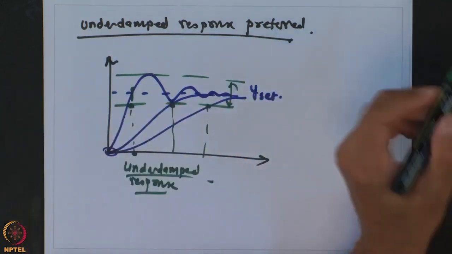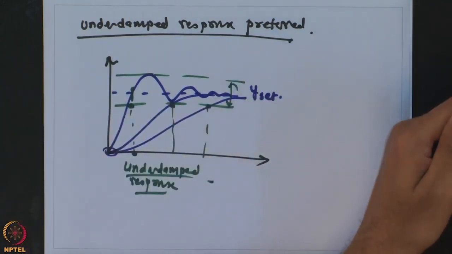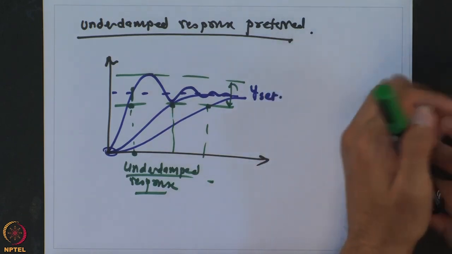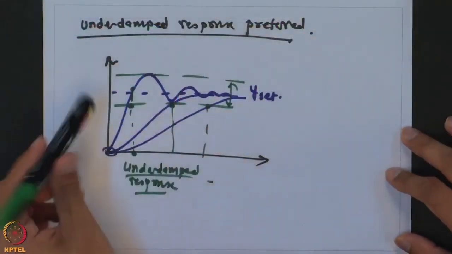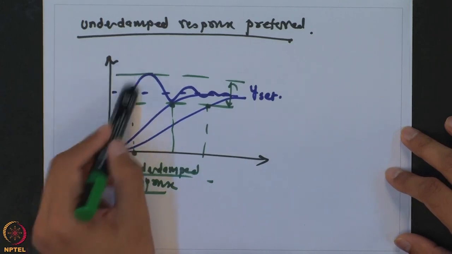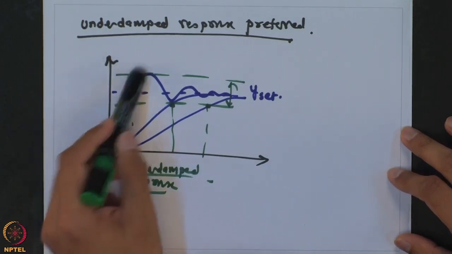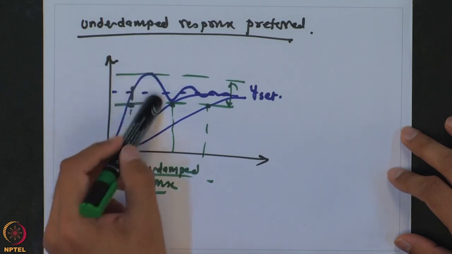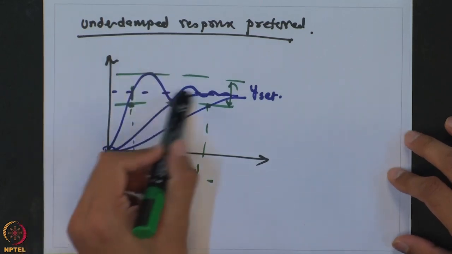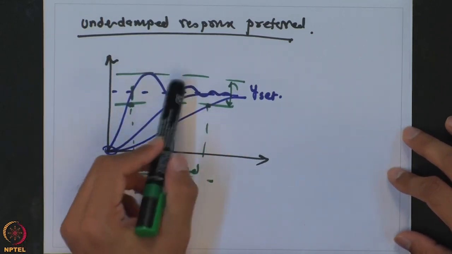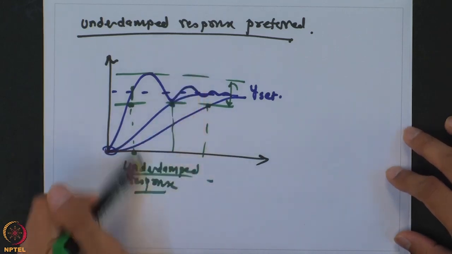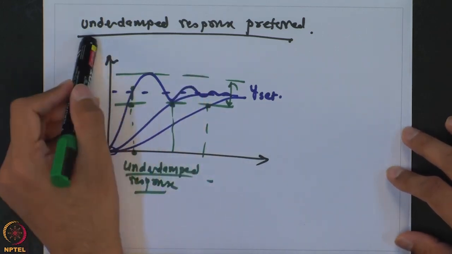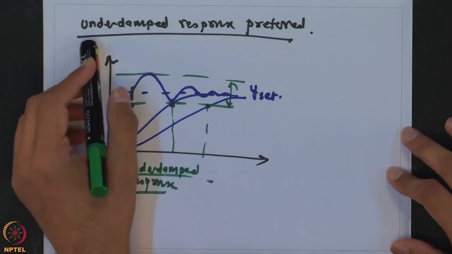Let us take an example that it is some sort of production rate which we want to attain. Initially we were operating at a certain production rate and now we want to increase the production to this new value. Then you would want to reach the neighborhood of that final value as quickly as possible so that we start making a lot of profit rather than having a very slow trajectory towards that final value. So most of the time an underdamped response will be desired.